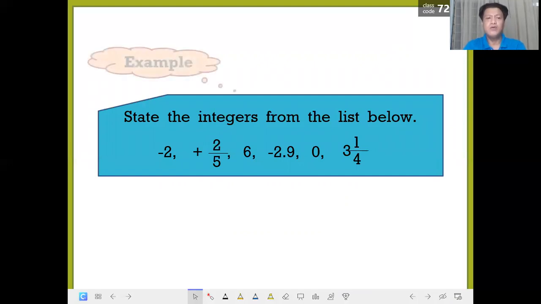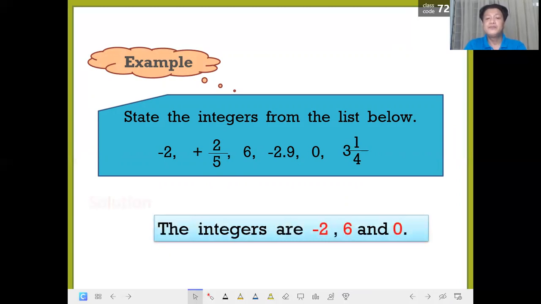Okay, now, you are going to state whether the given numbers from the list are integers or not. Okay, saan kaya dyan yung integer natin? That is negative 2, 6, and 0. They are all integers. Bakit kaya siya integers? Because according to the definition, they are all whole numbers with a positive sign and with a negative sign. Kailangan alam natin yan.